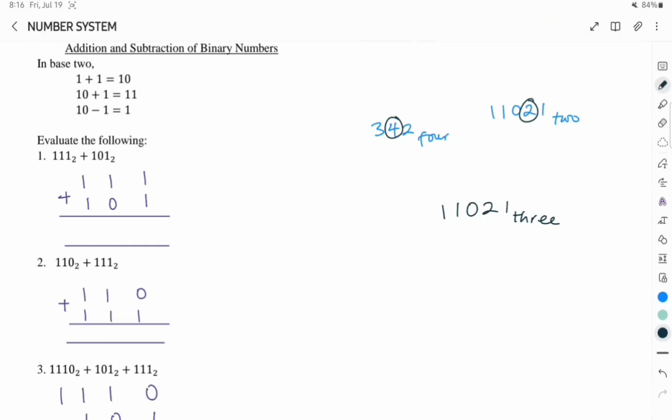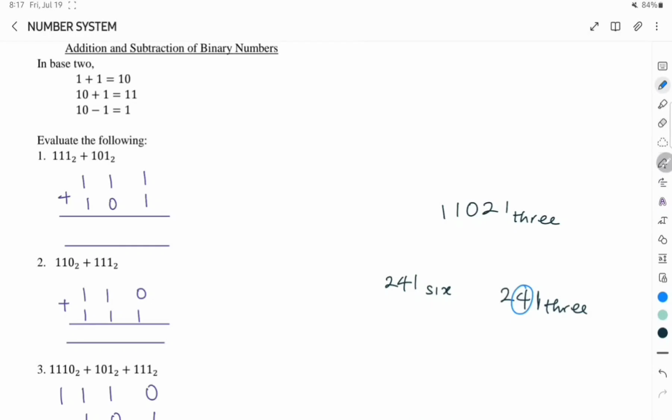So that means it is also possible to have 2, 4, 1 base 6, right? Because 2, 4, and 1 are less than 6. But it is not possible to have 2, 4, 1 base 3. That's not possible because this 4 right here is greater than the base. So let's get into the first question.